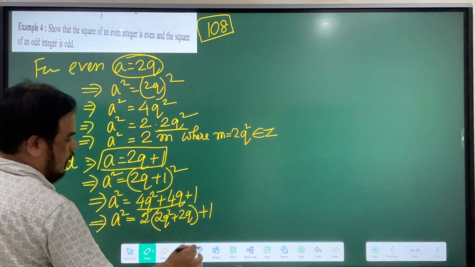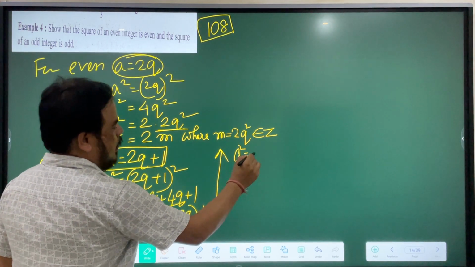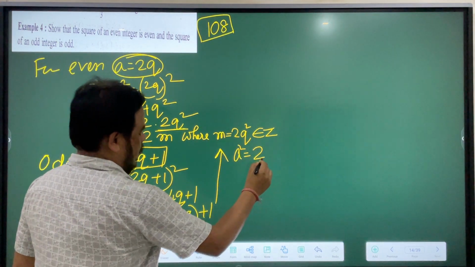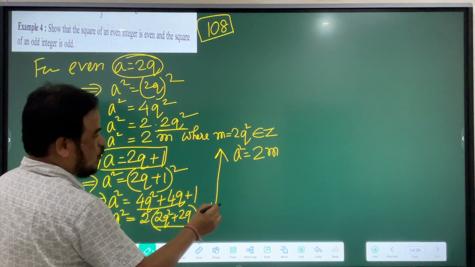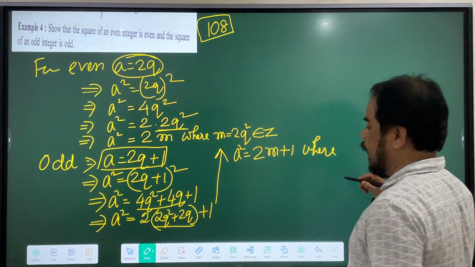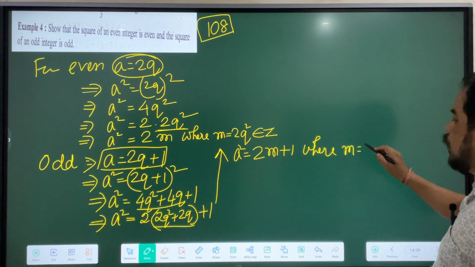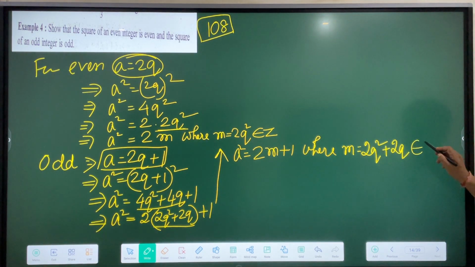Let us write here now. a square is equal to 2. In place of this, I am going to write m plus 1 where m is equal to 2q square plus 2q belongs to z.